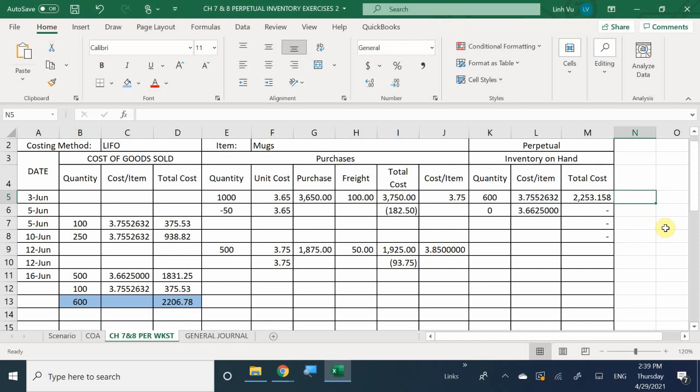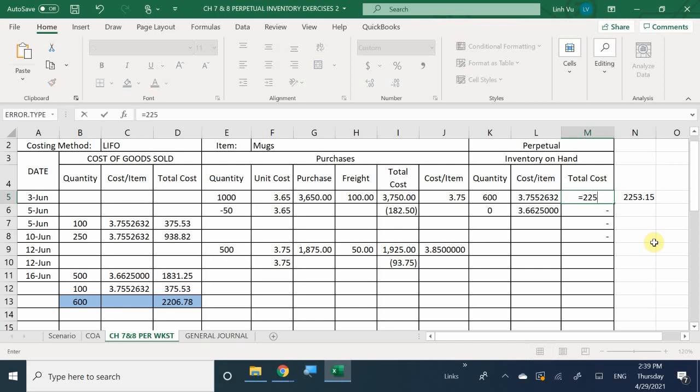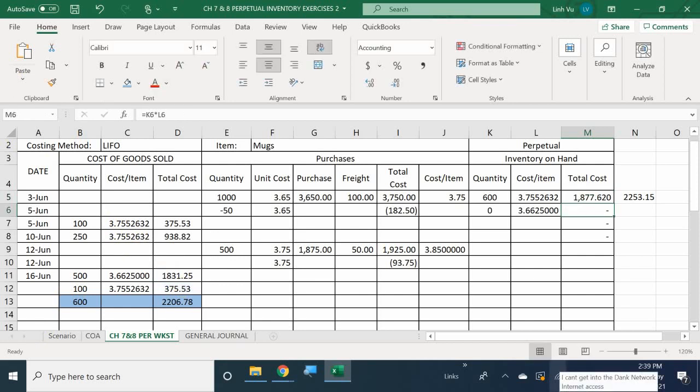The reason why we can't check this number is because we don't have our ledger. So in this case, I know for a fact that this should actually be a different calculation. Right now it is 2253.15. So what I'm going to do here, this is 2253.15, hit the equal button, and I'm going to directly subtract out this number here.